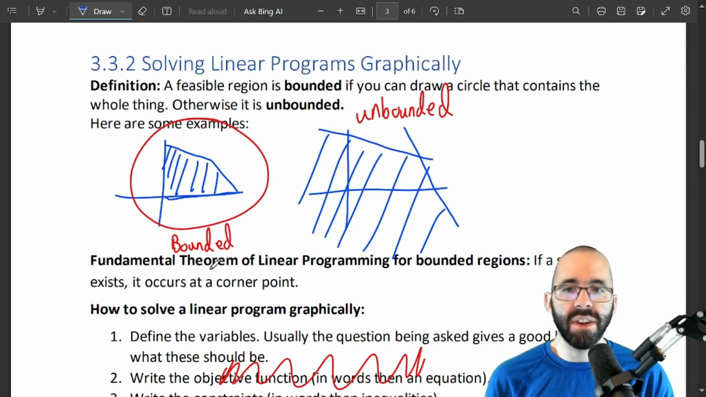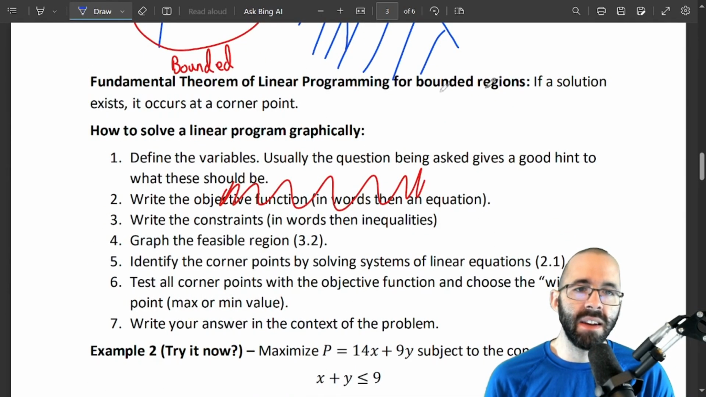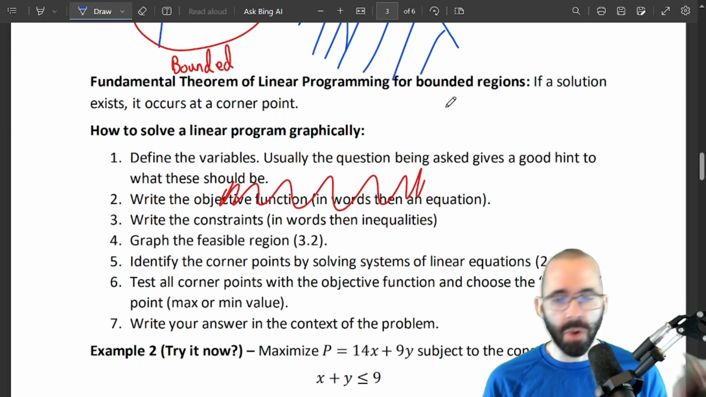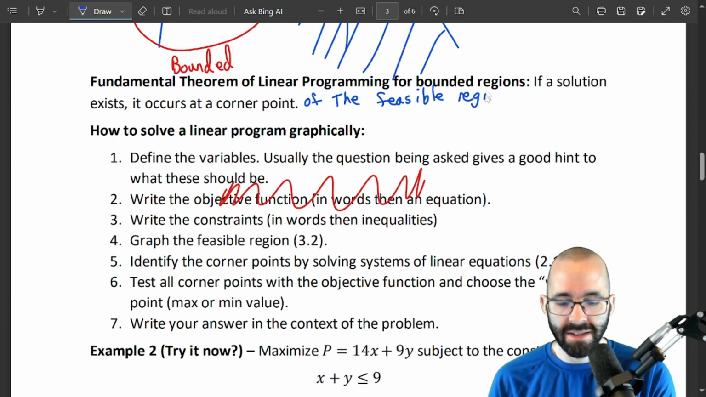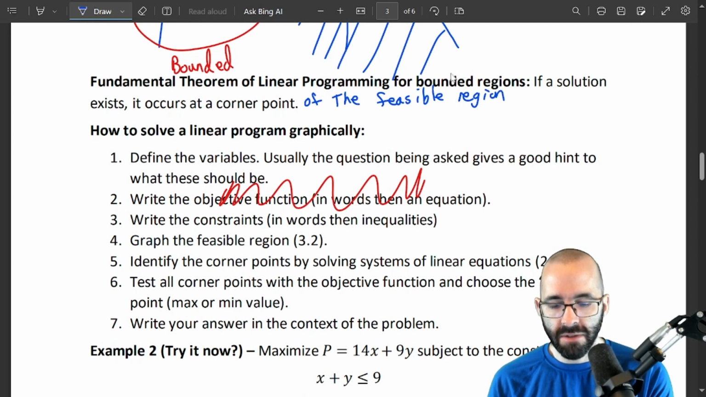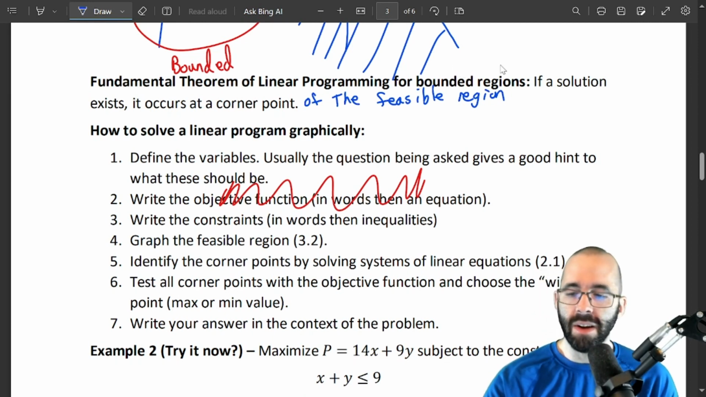And let's look at this theorem. This is a great theorem. If a solution to a linear program for a bounded region occurs, so if a solution for this type of program occurs, it's going to be at a corner point. A corner point specifically of the feasible region. So that is nice. For bounded regions for a linear program.